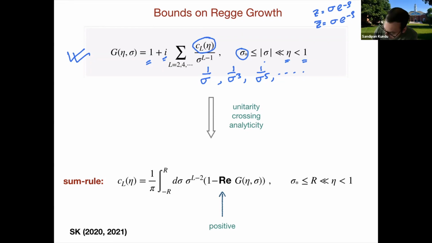Okay, so this sigma star is actually very important. It's basically some kind of cutoff scale in this Regge expansion. This is the quantity that's going to give us the cutoff scale in the effective field. Sorry, why are there only odd powers?